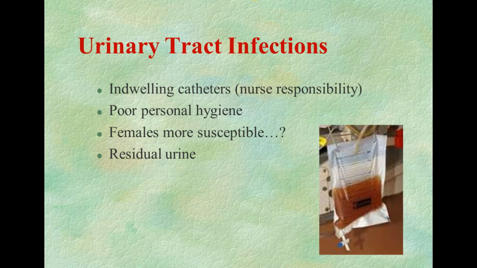The next thing we're going to look at is urinary tract infections. When caring for a patient that has an indwelling catheter, it is the nurse's responsibility to provide good catheter care, and also with insertion of urinary catheters to provide a sterile technique to prevent urinary tract infections. Females are more susceptible related to the shorter urethra. And it's important to remember that urinary tract infections do cause increased amount of retention of urine in patients, so it is important to be aware of that.